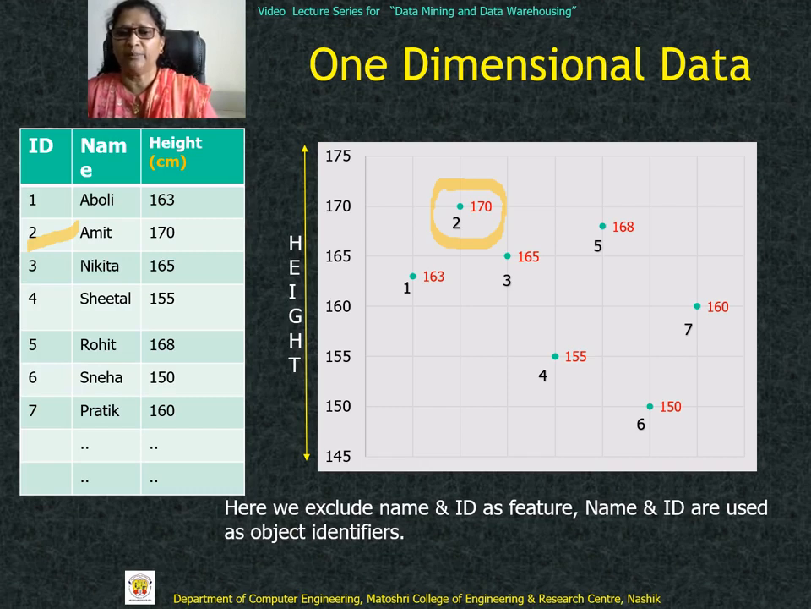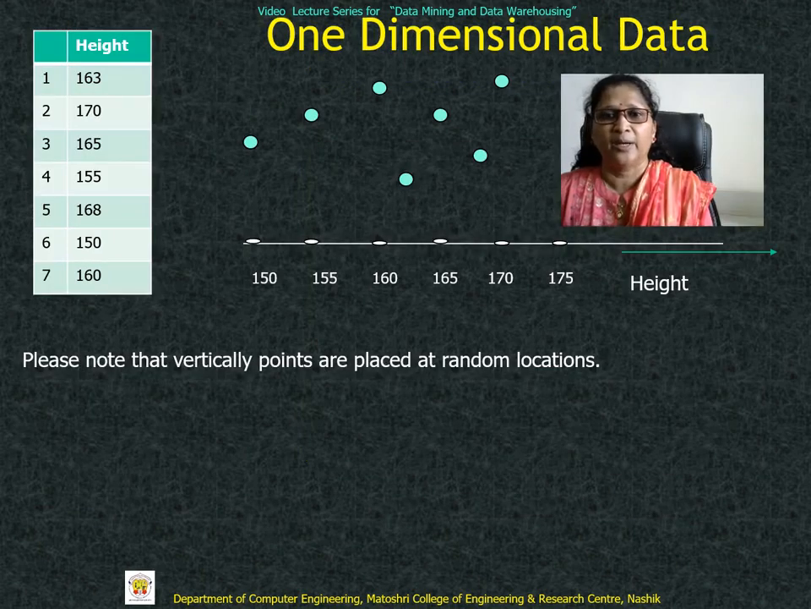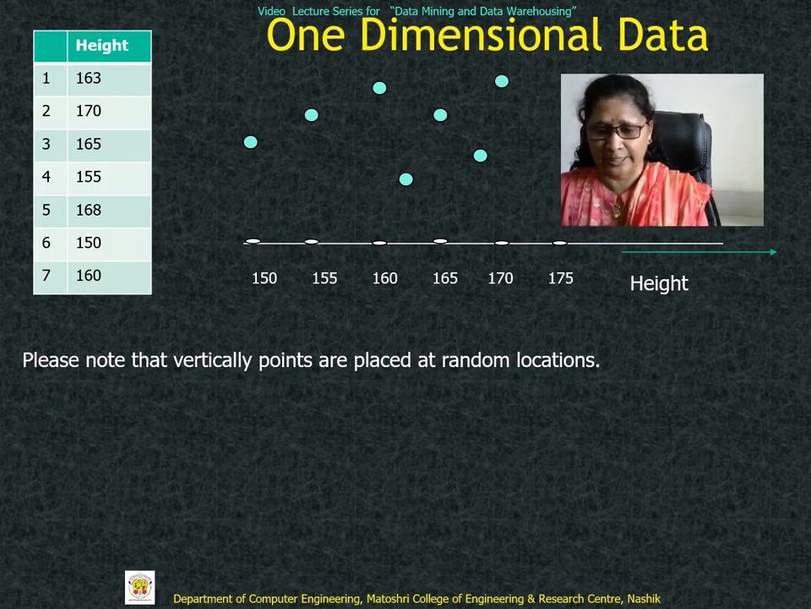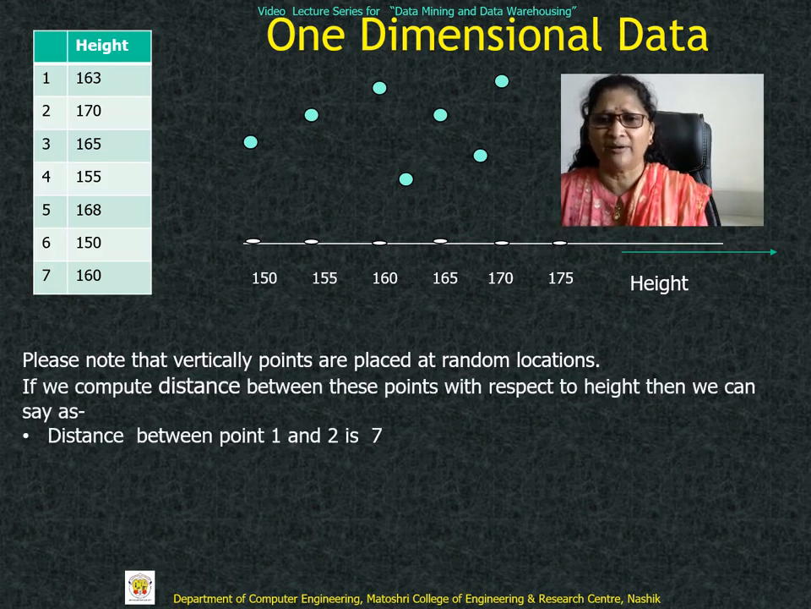So if we consider ID and name as object identifiers, then what we are displaying is only height. Now if you look at the same data set, I'm here excluding the name. Now you can see that we have object IDs and we have height, and we can see it on this graph where these points are randomly placed. Why I have placed them randomly is just to introduce the term distance.